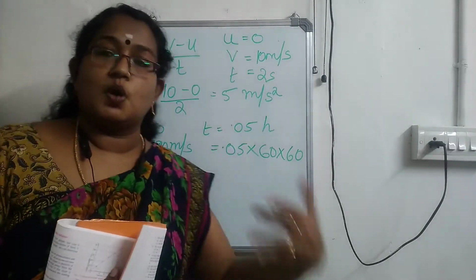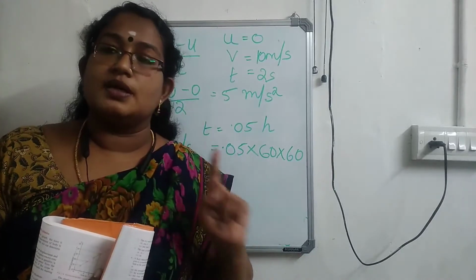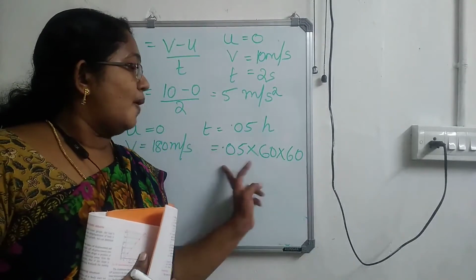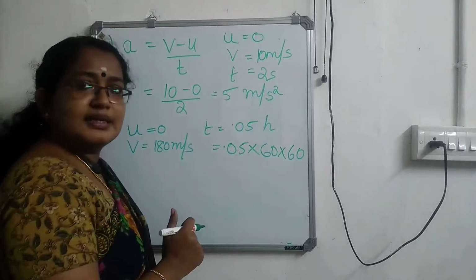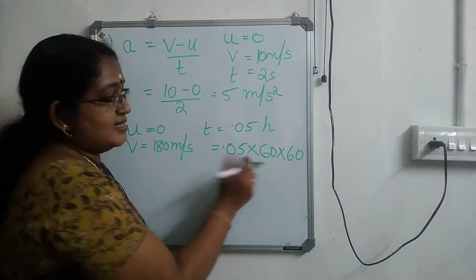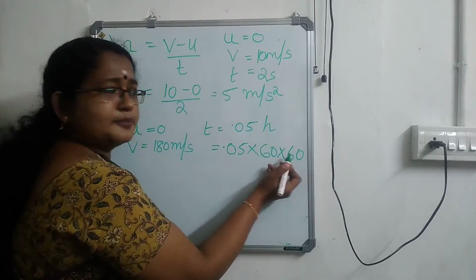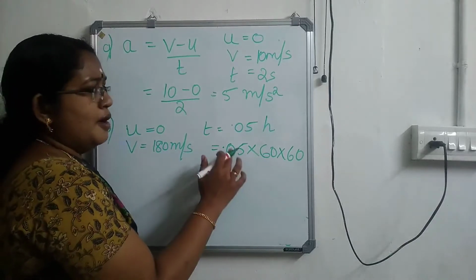Next thing is with what you have to multiply. 1 hour is 60 minutes and 1 minute is equal to 60 seconds. So 0.05 into 60 into 60. Now easily we can multiply this. Here after the decimal point you are having two places. Here two zeros are there. With those two zeros you can remove the decimal point.